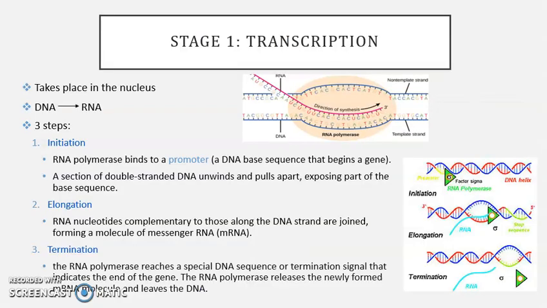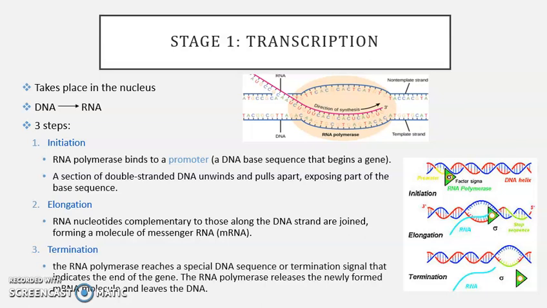The first stage is transcription, which takes place in the nucleus. In this stage, DNA is transferred into RNA. The first step of the transcription stage is initiation. In this step, an RNA polymerase binds to a promoter, which is a DNA base sequence that begins a gene. A section of DNA unwinds and pulls apart, exposing a part of the base sequence.